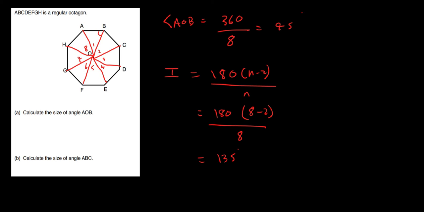Now, the angle here is bisected, so we need to divide that by 2. So if we were to find one of these angles there, we would need to divide 135 by 2, but ABC is this angle all the way across there. So that's just 135.